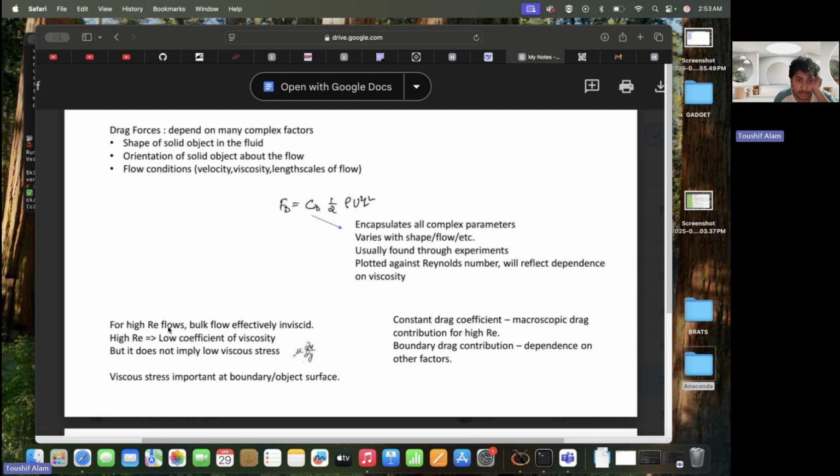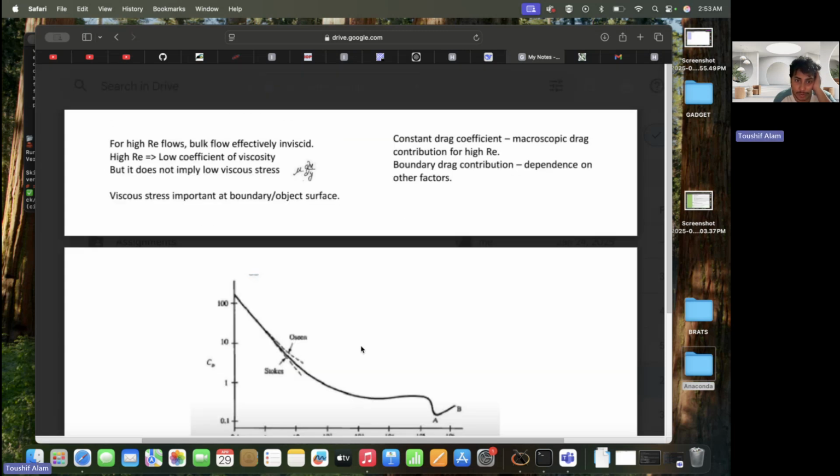For high Reynolds number flow, the bulk flow is effectively inviscid, so there will be no viscosity there. High Reynolds number means a low coefficient of viscosity, because Reynolds number is defined as VL by nu. So viscosity will be ignored in the bulk, but this does not imply low viscous stress, mu del U del Y. Viscosity is an important boundary effect.